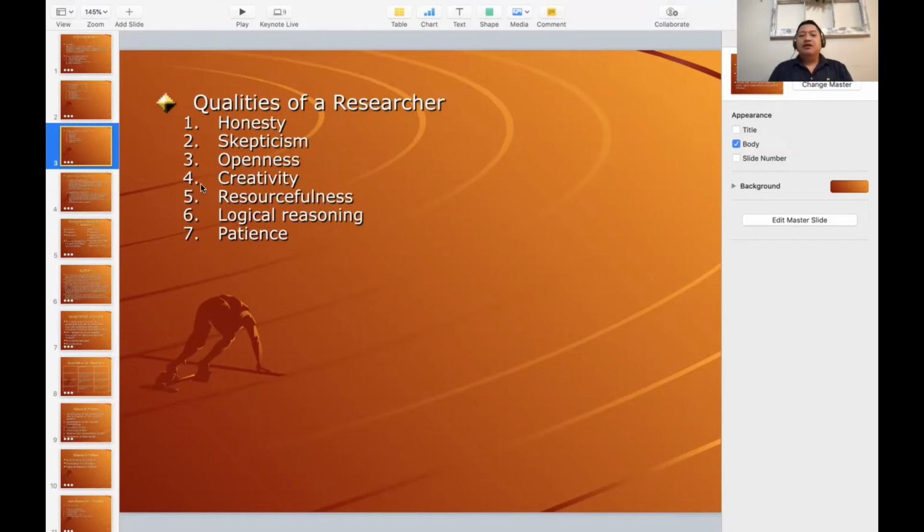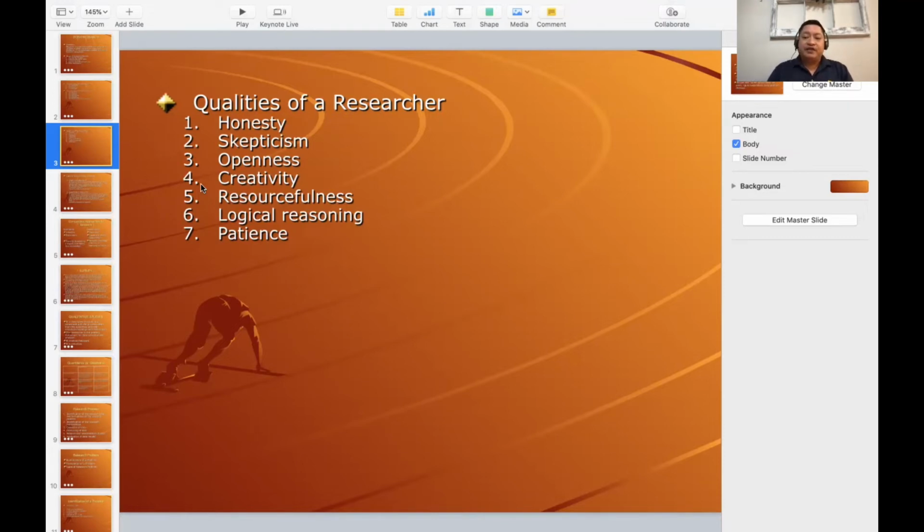Number 6, logical reasoning, of course. Because our research is a scientific inquiry, you must be at all times reasonable. Think reasonable and logical. And finally, patience. As a researcher, of course, when you start your research, you have to read and read and read. You have to go through, take down notes. You have to also consult your thesis advisor, your teacher or your professor.